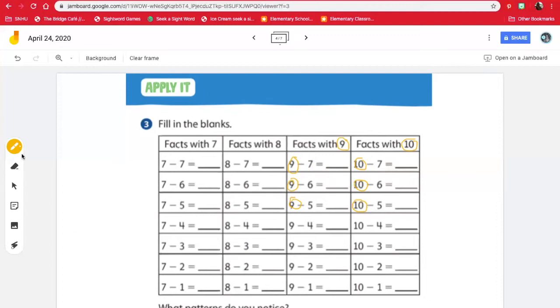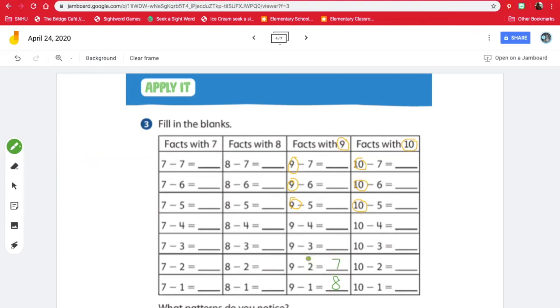Notice how these numbers are decreasing by 1. So let's start with an easy one and start at the bottom. 9 take away 1. Well, what's 1 less than 9? 8. Let's work up 1. 9 take away 2. So we're just taking away 1 more from the 8. So 8 take away 1 is 7. So 9 take away 2 is 7.